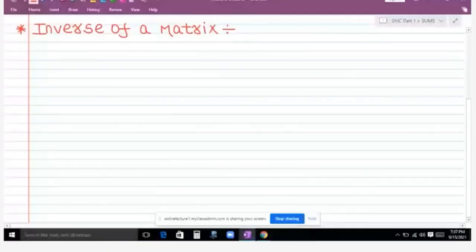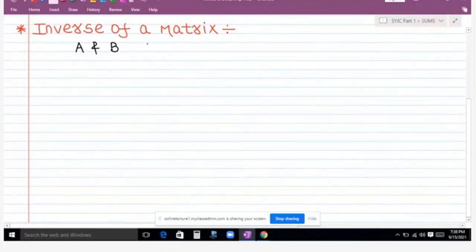इनवर्स ऑफ अ मैट्रिक्स. सब लोग बराबर ध्यान से सुनना स्टार्ट कर दो. We are going to start with the new concept, which is called the inverse of a matrix. भाई हम लोग को यहाँ पे पता होना चाहिए कि what is the meaning of the term inverse of a matrix. Inverse of a matrix का मतलब यहाँ पे क्या होता है?